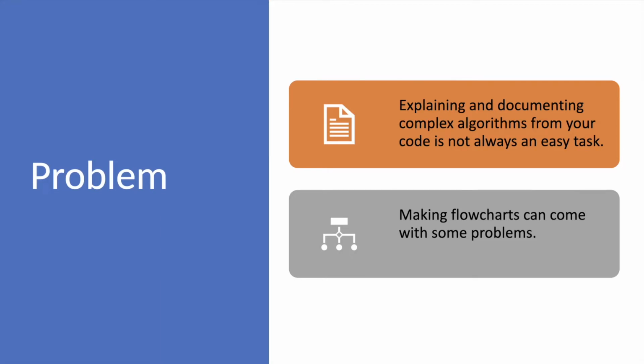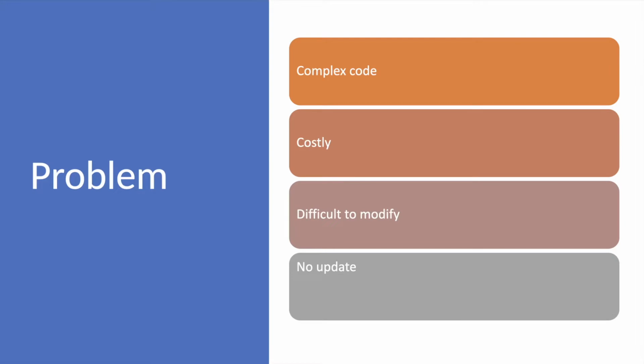As a software engineer, trying to explain or document complex algorithms from your code is not always an easy task. It can be a challenge to make colleagues on your team understand how your algorithms work. One way to clearly describe complex source code is through graphic representations, such as flowcharts. However, making flowcharts can come with some problems, such as code complexity. When the code is very complex, a lot of effort is needed to draw the flowchart.